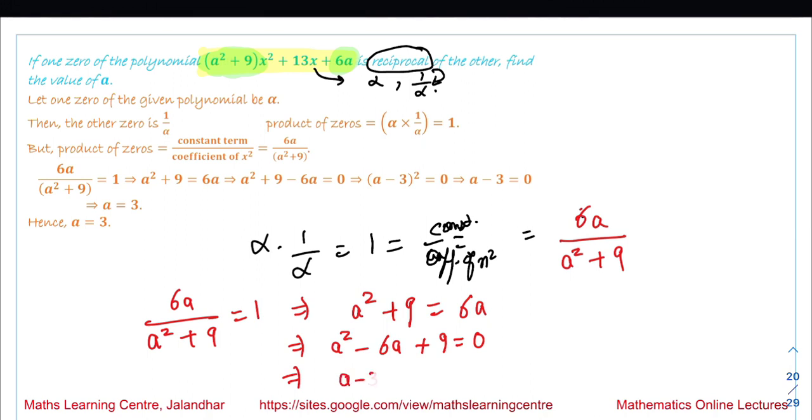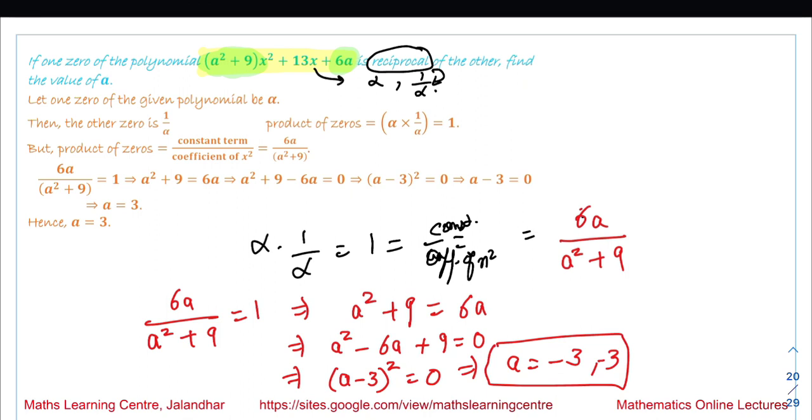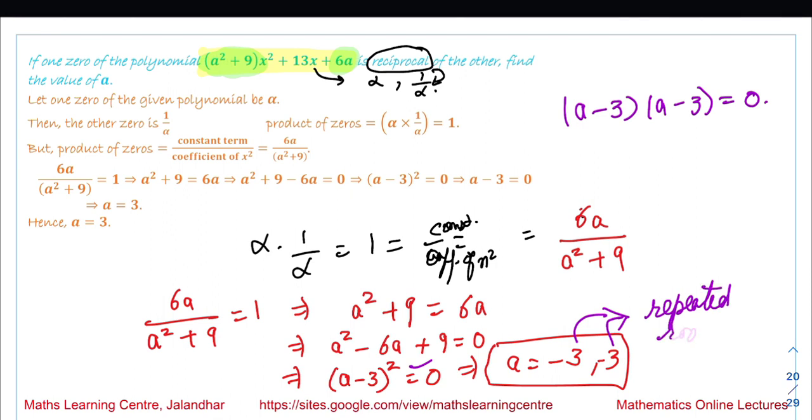(a + 3)² = 0. It means a is equal to -3, -3. These kind of roots you will write as -3, -3, because when you write this, it is (a + 3)(a + 3) = 0. So you will get a = -3, -3. These kind of roots are called repeated roots.